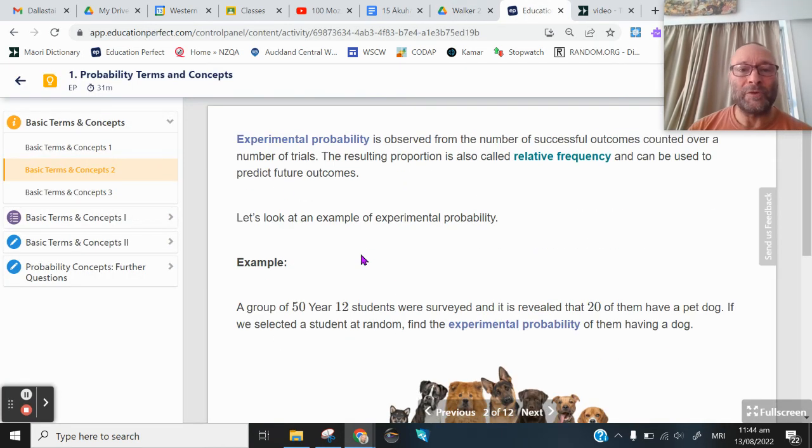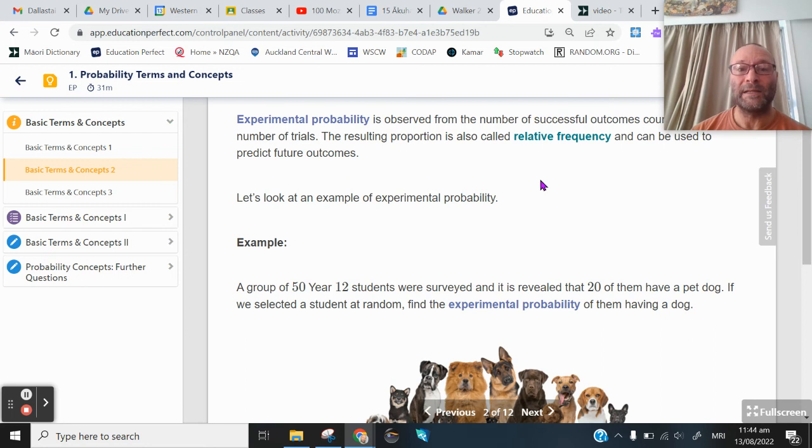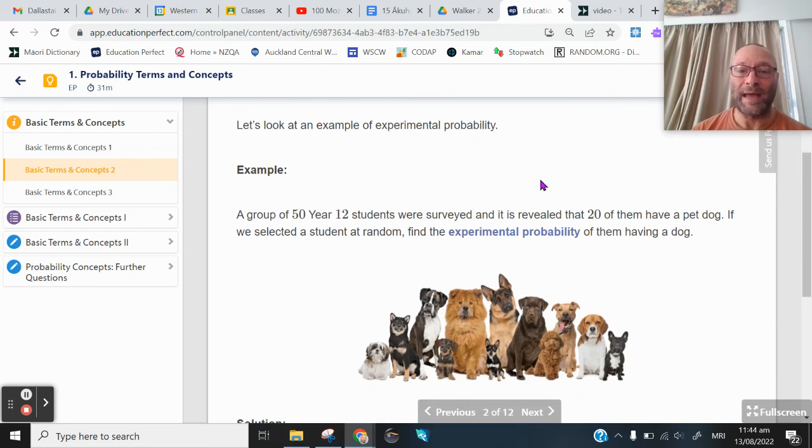Now, as we know, the experimental probability is observed from the number of successful outcomes counted over a number of trials. And this resulting proportion or fraction is called the relative frequency. And we can use that to predict future outcomes. Let's look at an example.